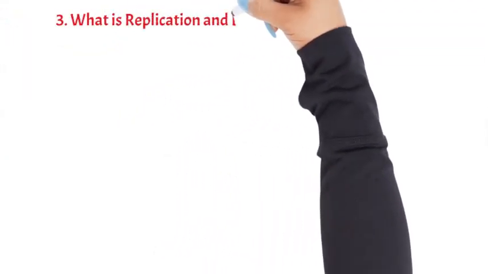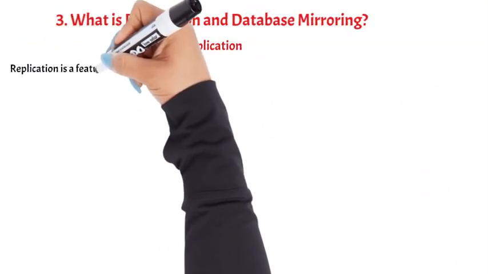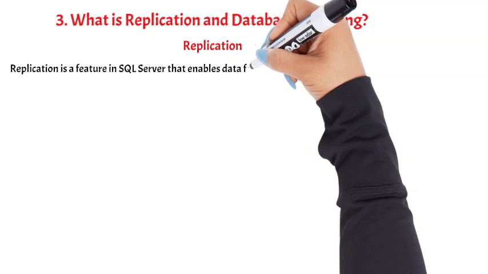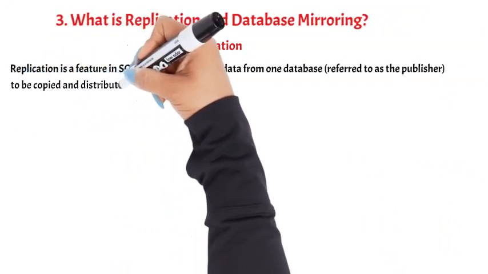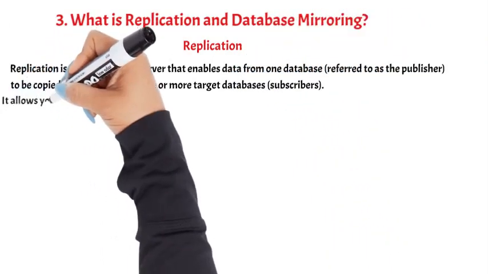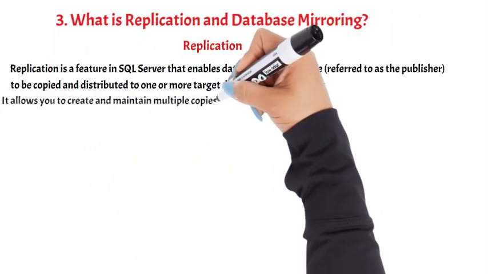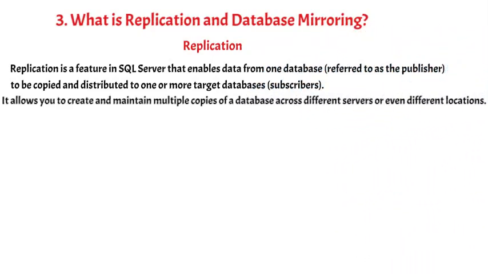3. What is replication and database mirroring? Replication. Replication is a feature in SQL Server that enables data from one database, referred to as the publisher, to be copied and distributed to one or more target databases, subscribers. It allows you to create and maintain multiple copies of a database across different servers or even different locations.